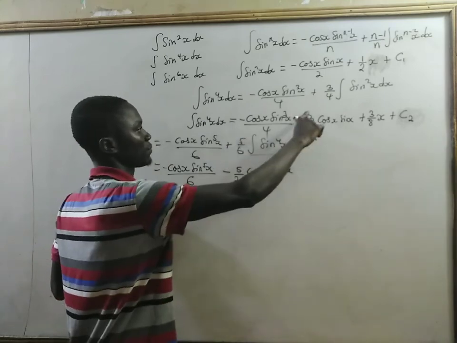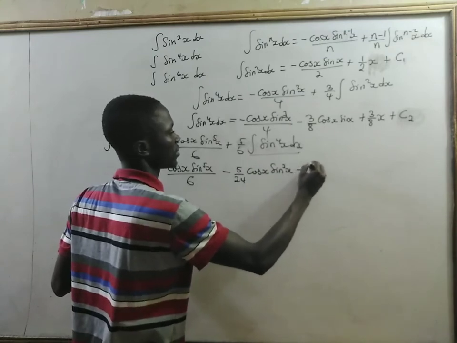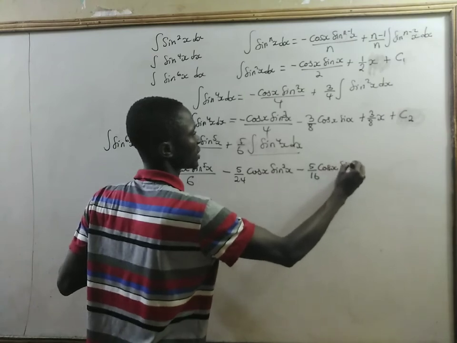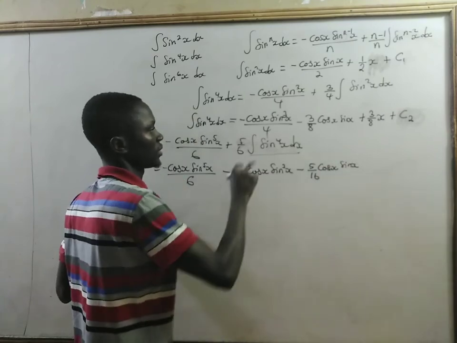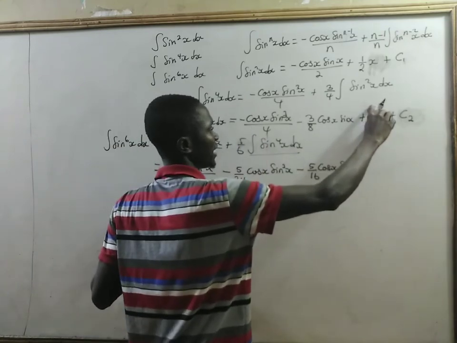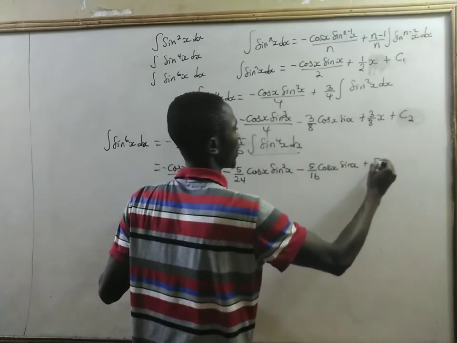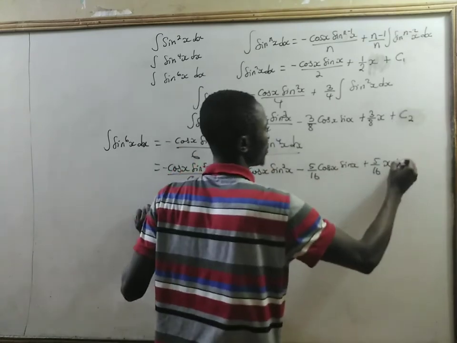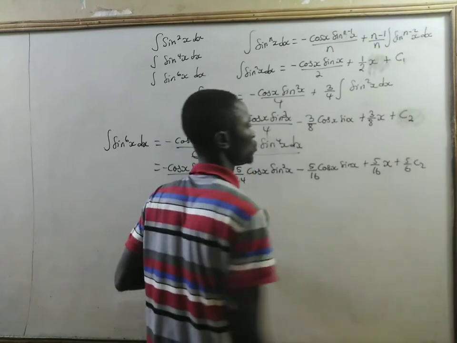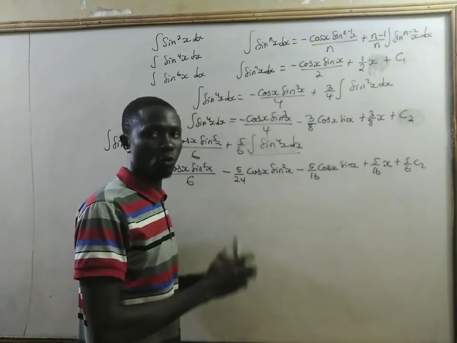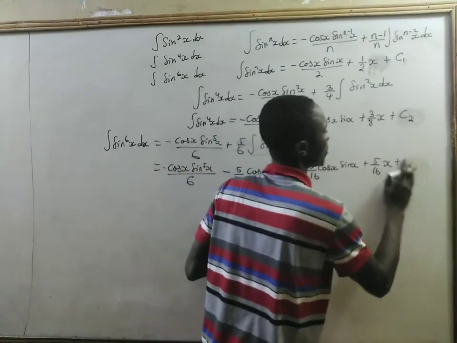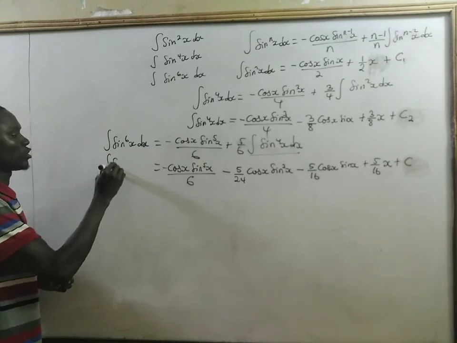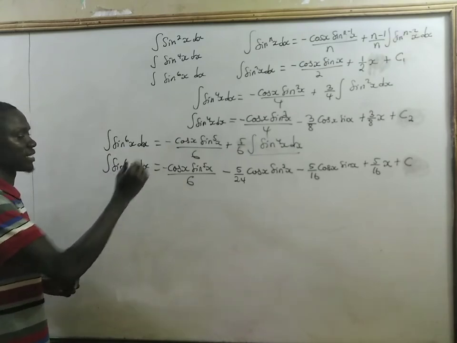And 5 on 6 times minus 3 on 8 will give me minus 5 out of 16 times cosine of x times sine of x. And 5 on 6 times 3 on 8 times x will give me plus 5 on 16 times x. And 5 on 6 times c2 will give me plus 5 on 6 c2. A constant times a constant is still a constant, so I'm putting here c. And that is the integral of sine to the power 6 of x dx.